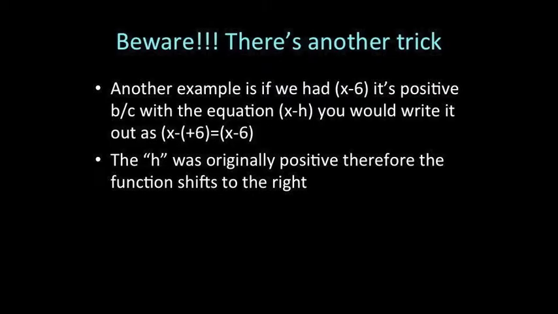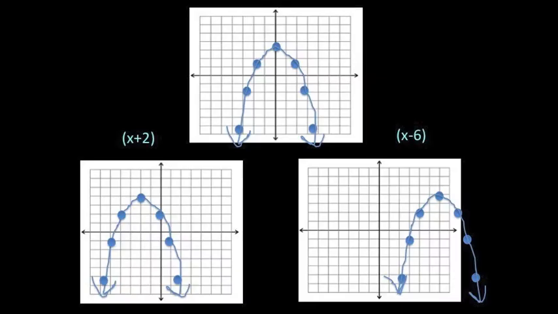Another example is if we had x minus 6. It is positive because with the equation x minus h, you would write it out as the equation that you were given, right there. So that's how you would write it. And h was originally positive, therefore the function shifts to the right. Here at the top, we can see the original function that we were given. In the bottom left, we can see how the function shifted 2 units to the left, and the one on the bottom right has shifted 6 units to the right.